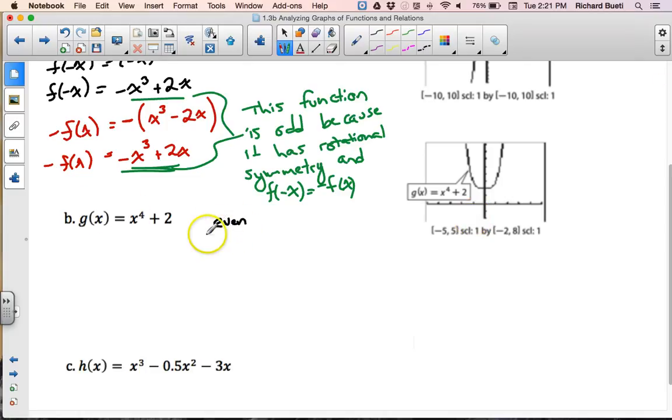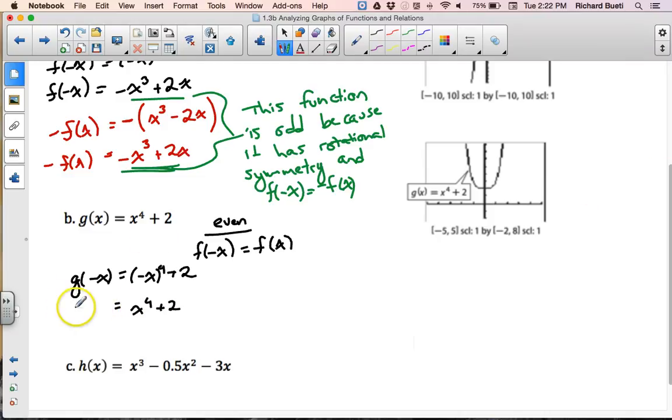What we know about even functions is that when we evaluate f of negative x, or plug negative x into my function, what I should get back is the original function, f of x. So let's try that. First I'm going to evaluate, in this case it's not f of x, it's g of x. So I'm going to evaluate g of negative x, which means wherever I see an x, I'm going to stick in a negative. So you get negative x to the fourth plus 2. And what you should know is that whenever you take a negative number and raise it to an even power, you get back a positive number. So this is actually going to be the same as x to the fourth plus 2. And this is g of negative x.